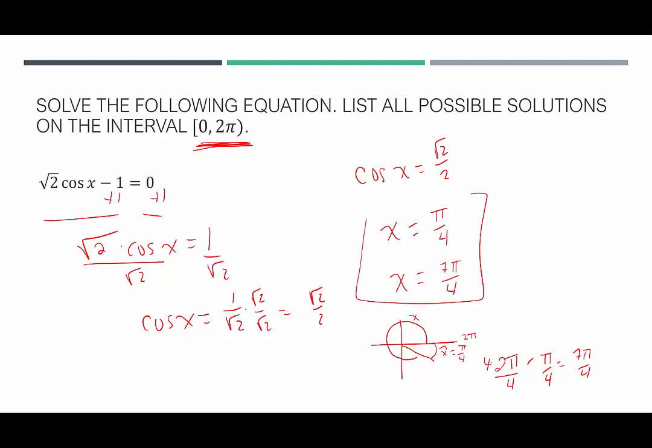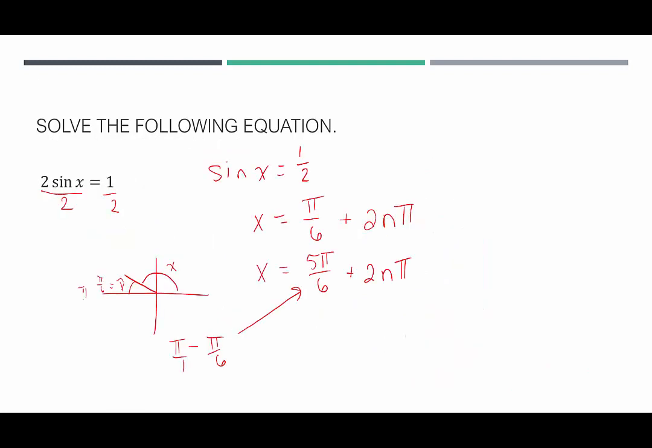So you want to make sure that that interval is given. Otherwise, you have to go back and write it like this with that plus 2 times n times pi attached to it.